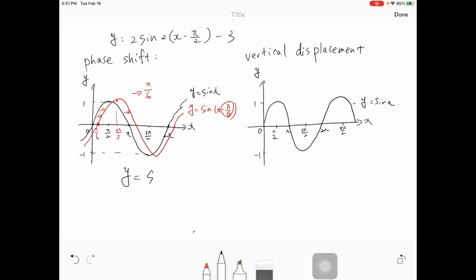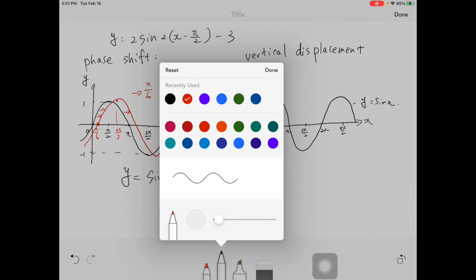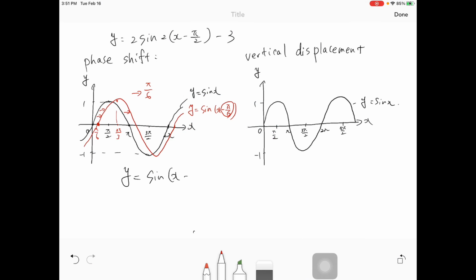So if the function is y equals sine of x minus c, it means the graph shifts c to the right. If the value is positive, it goes left. If the value is negative, it goes right. That's a phase shift. It's the same as the transformation of graphs.